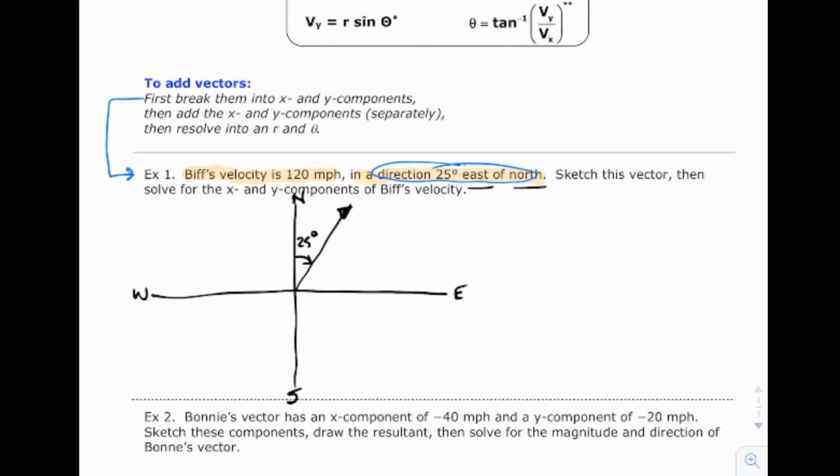Means you face the north and then you rotate your head towards the east. 25 degrees east of north. So that's his direction, and his magnitude is 120, so the length of the arrow is 120. Okay, there, we did that part. We sketched the vector.